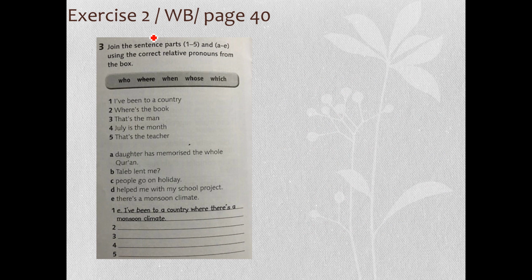Okay, let's move to exercise number 3, sorry, this is exercise number 3. Join the sentence parts from 1 to 5 and A to E using the correct relative pronouns from the box. So we have these relative pronouns ضمائر الموصولة في البوكس. We have like 5 sentences and also 5 endings، 5 جمل و5 نهايات لهاي الجمل. لازم نجمع أو نضم الجملة من رقم 1 مع أحد الجمل الموجودة عندي بالأسفل ولكن لازم أستخدم أحد ضمائر الموصولة.